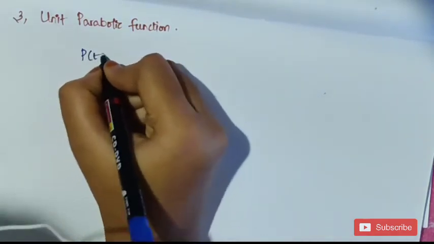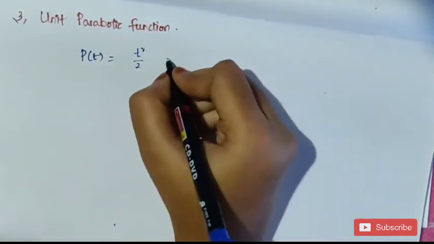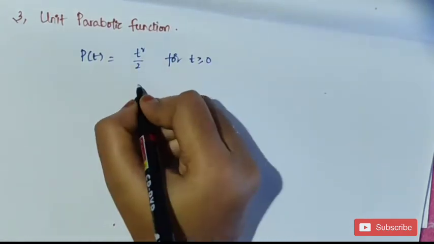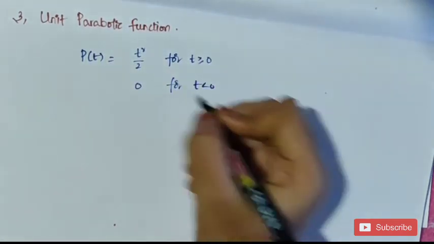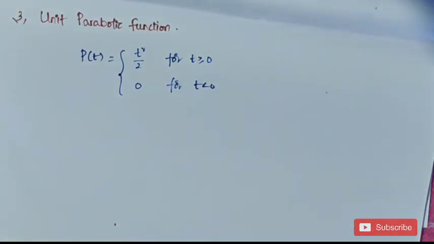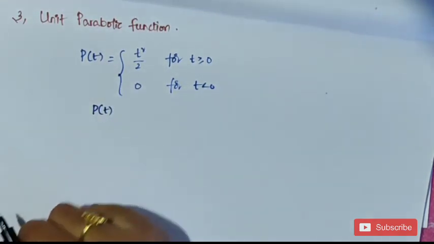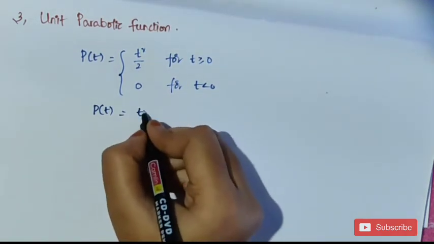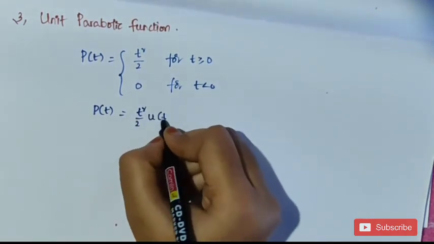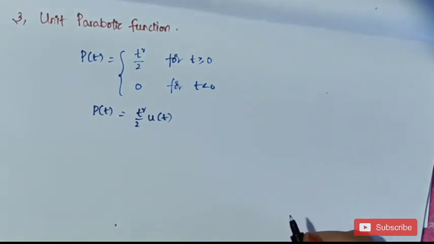The unit parabolic function is denoted by P of t. P of t is equal to t square by 2 for t greater than or equal to 0, and 0 for t less than 0. The relation between unit parabolic and unit step function is P of t is equal to t square by 2 into u of t. Let us see the signal diagram of P of t.